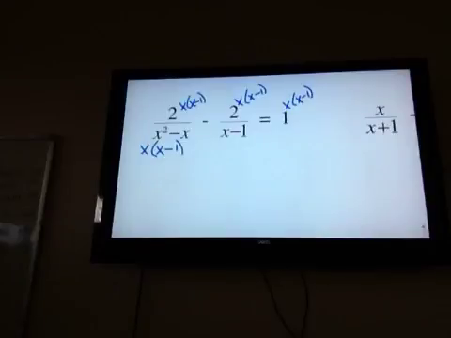Please make sure I don't get ahead of you. Stop me if I do, because this one is different than any of the other ones so far. So in my first term, x's and x minus 1's cancel. And I'm just going to have that 2 left. In my second one, x minus 1's cancel. In the third term, nothing cancels because there was no denominator.